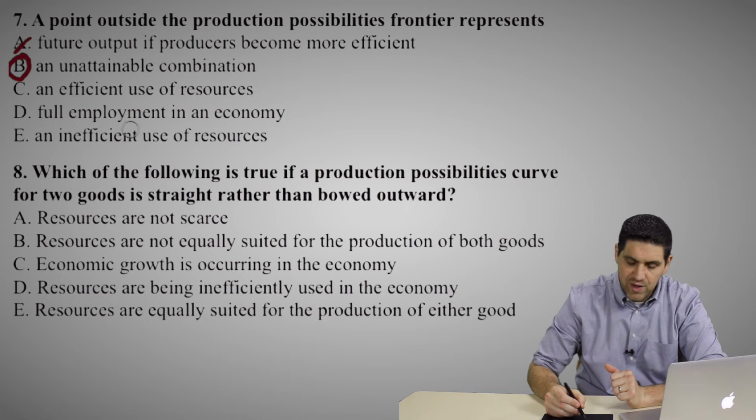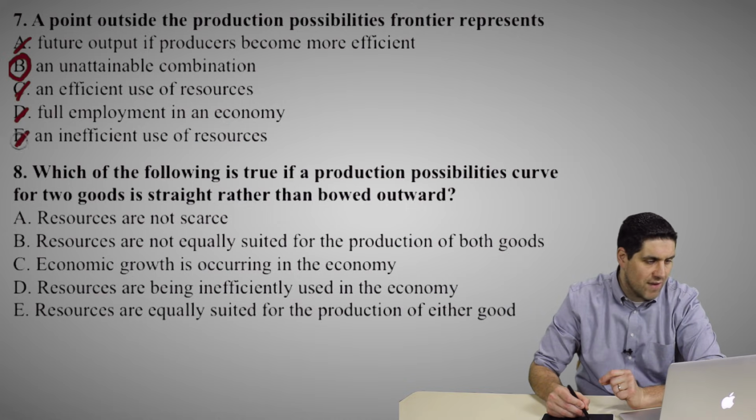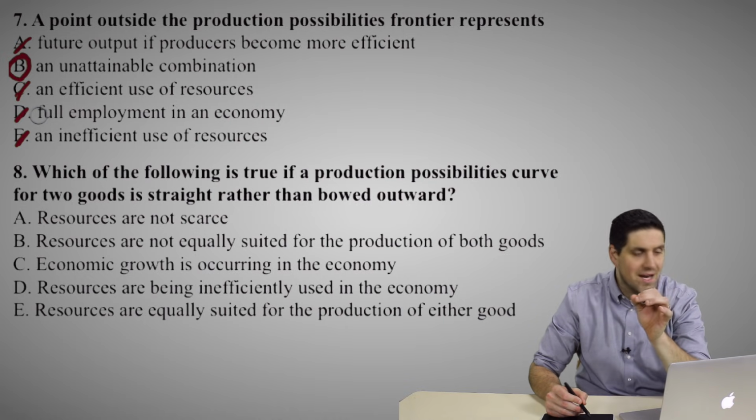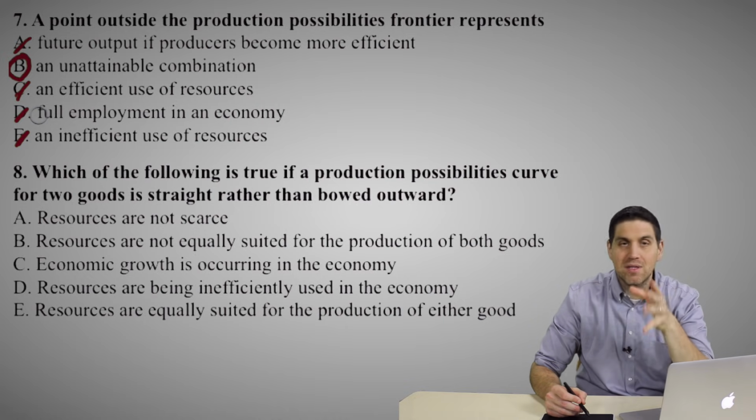C, an efficient use of resources. Note that's on the curve, that's not outside the curve, so that's wrong. Full employment in the economy, no, that's wrong. An inefficient use of resources is a point inside the curve, so that's wrong. So the right answer is an unattainable combination outside the curve.